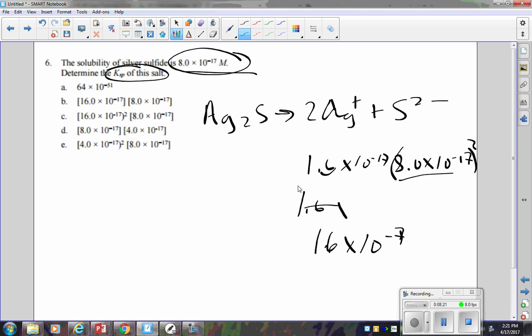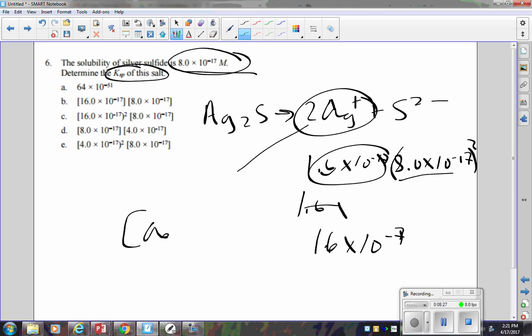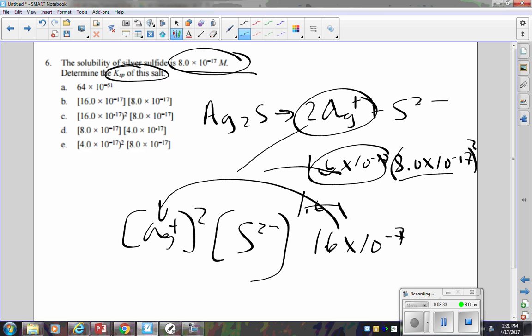Oh no, this is squared. Actually, this is squared because it's 2Ag. Because it's going to be the concentration of Ag squared times S2 minus to the first. So this is going to be squared, so I'm looking for C. C would be the correct answer.